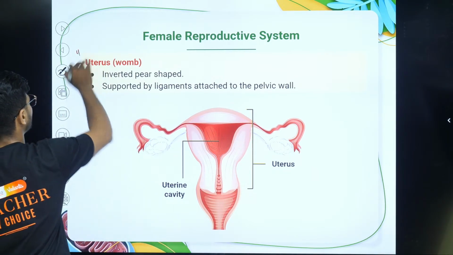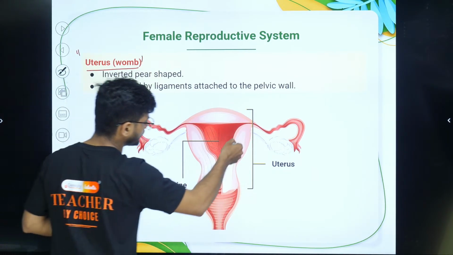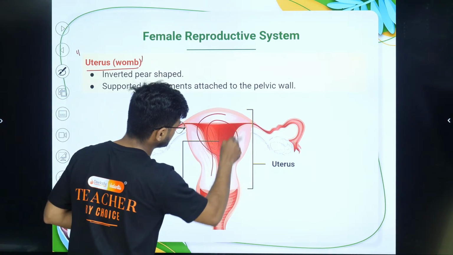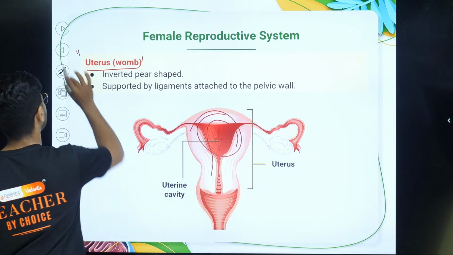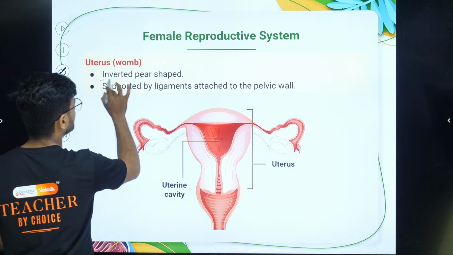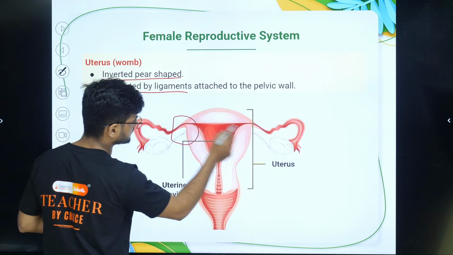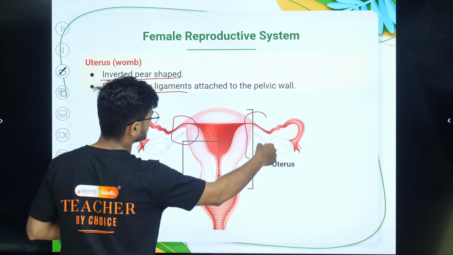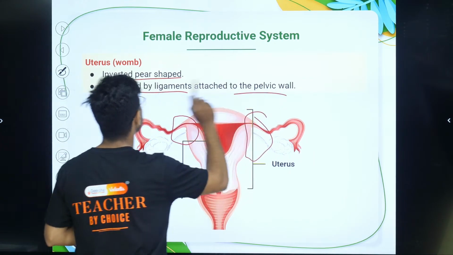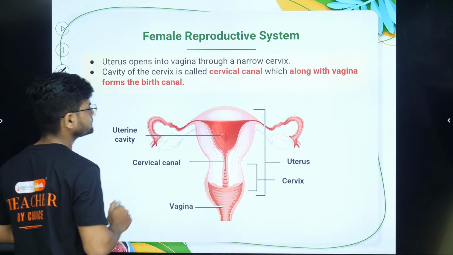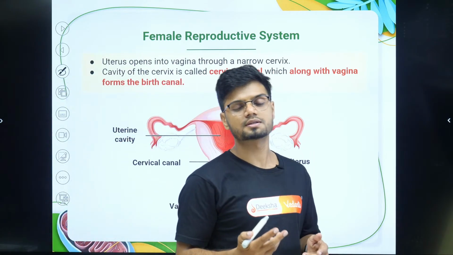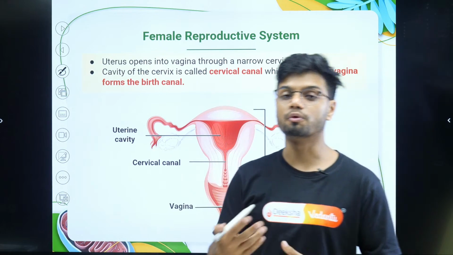Now, uterus is also called the womb. This is an inverted pear-like structure. An inverted pear-like structure is called what? Uterus. It is inverted pear-like in shape, supported by ligaments. There are uterine ligaments here, attached to the pelvic wall. Now, the function of the uterus, also called the womb, is to support childbirth.